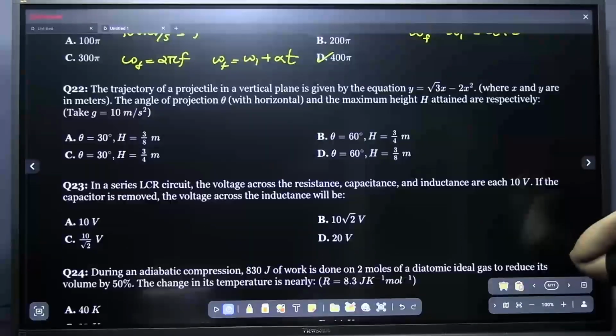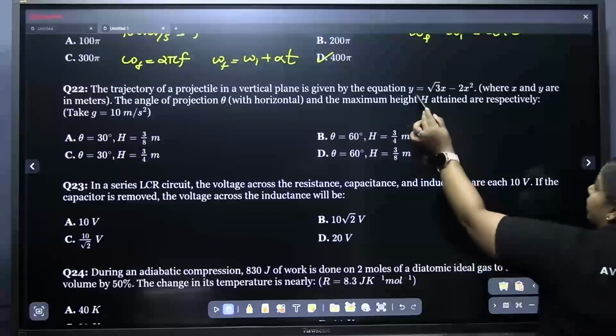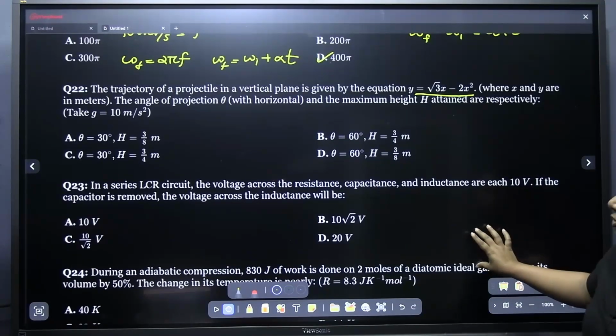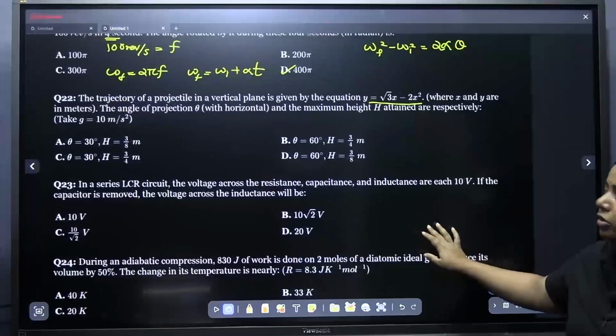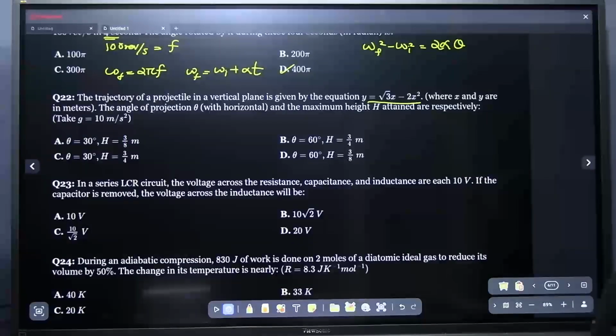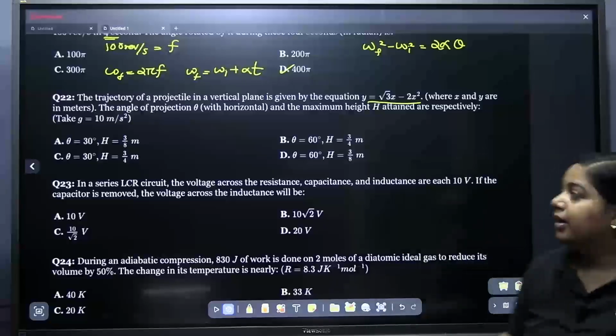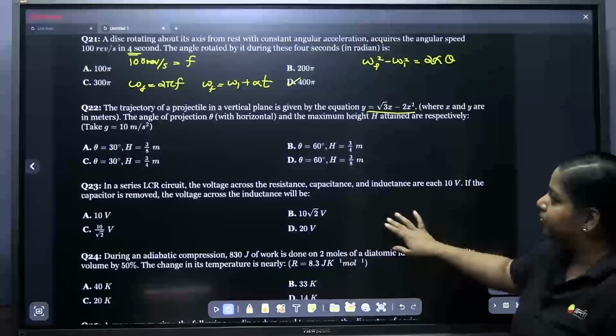Next one: the trajectory of a projectile in a vertical plane is given by the equation y equal to root 3 x minus 2x square, where x and y are in meters. Find the angle of projection theta and maximum height H attained, respectively. For solving this, just knowing our projectile equations for H, R and T is not enough. You need to know the trajectory equation also.